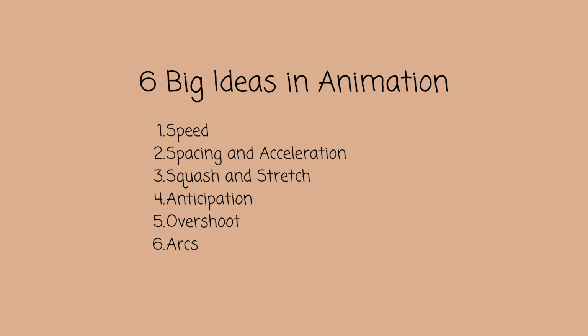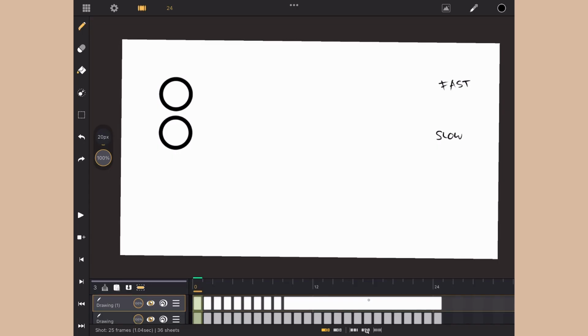But is there any way that we could make it a lot better? That's when the 6 big ideas in animation come in. They will help us make better animation, probably great animations. So let's start off with speed. We have an animation right here. At the bottom, this is a drawing where the drawings are closer to each other. On the top one, the drawings are far apart from each other.